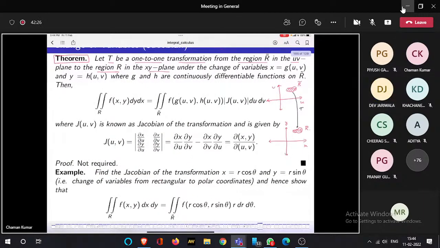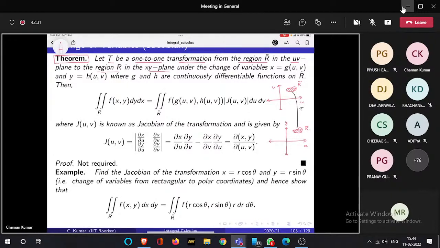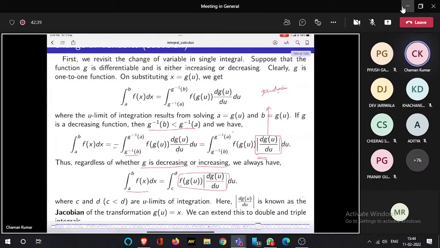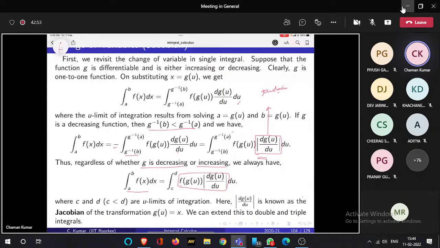Sir, but if we don't put the modulus, then the sign will be opposite. No, what sign is opposite? Sir, it is negative. Basically, by putting the modulus, we really do not care whether the transformation is increasing or decreasing. Oh, okay, sir. Otherwise, if you start caring about increasing and decreasing transformation, then if it is increasing, you use this one, and if it is decreasing, then you use this one. So these two cases are combined together to arrive at this expression. Right? Okay, sir.